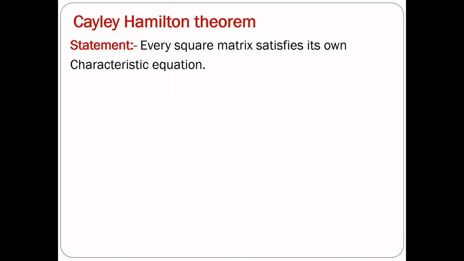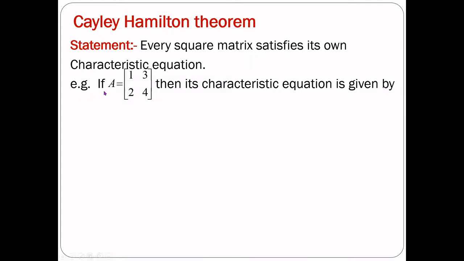Now we will have the statement of the Cayley-Hamilton theorem. The Cayley-Hamilton theorem states that every square matrix satisfies its own characteristic equation. Now this is a matrix A of order 2 cross 2: 1, 3, 2, 4.